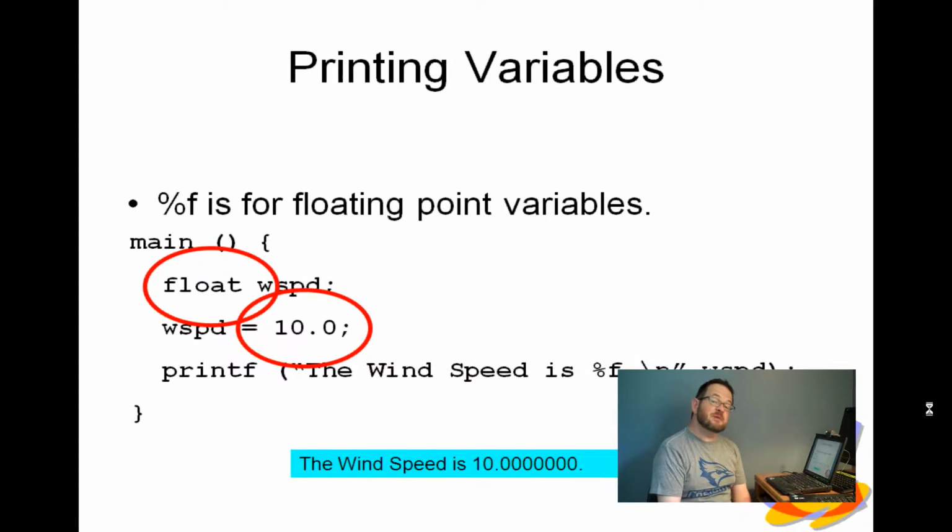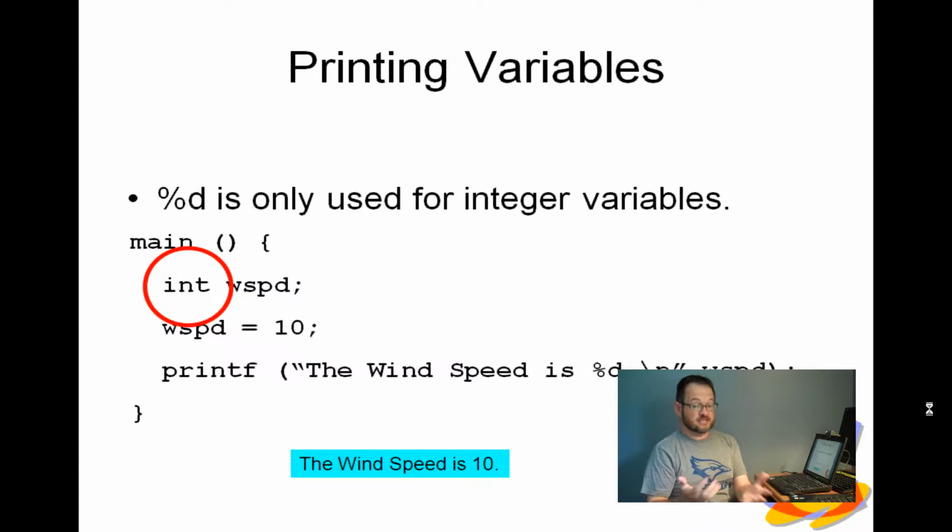%d is the format specifier for an integer variable. If you've declared the variable, like in this case WSPD, using int, so it's an integer, %d is the format specifier that matches up with that. So when you have a %d in your printf statement, it's expecting the value inside of WSPD to be an integer.